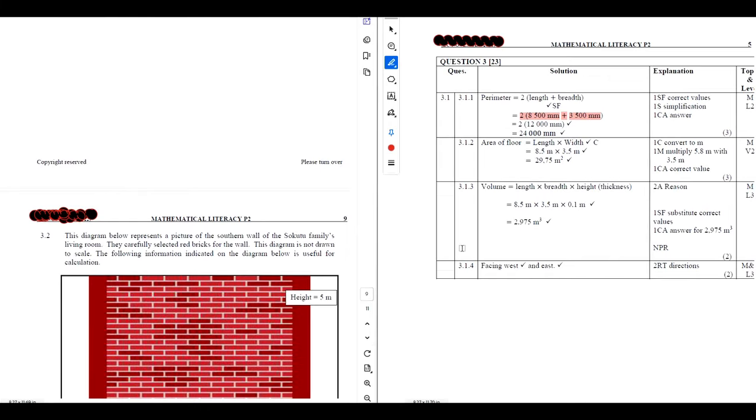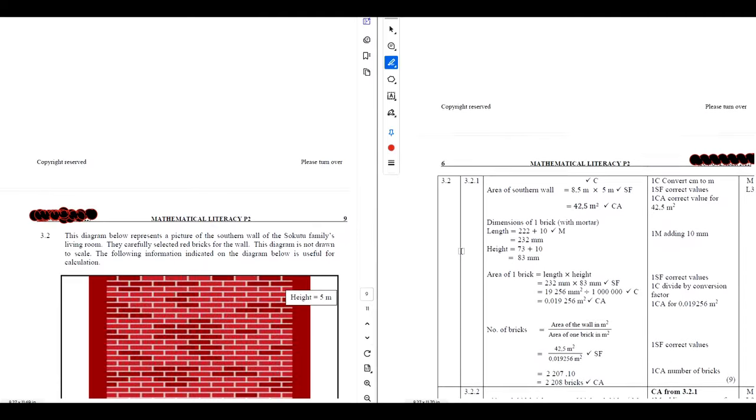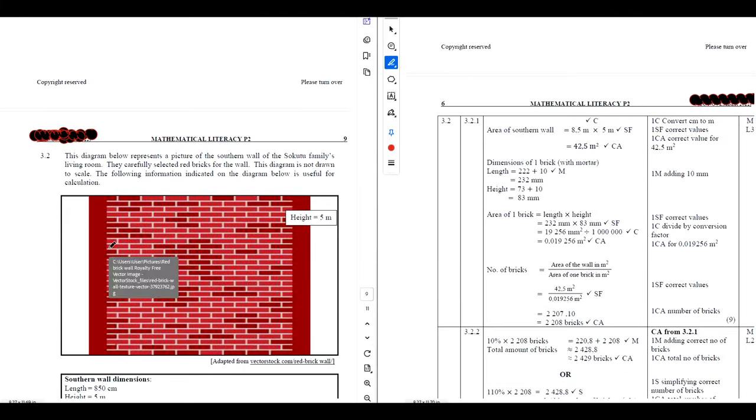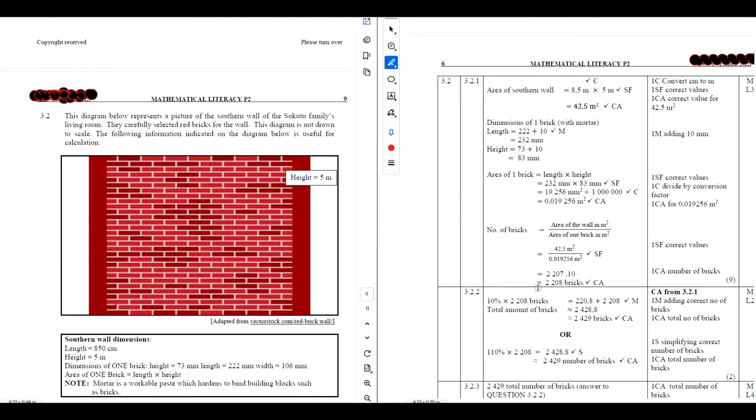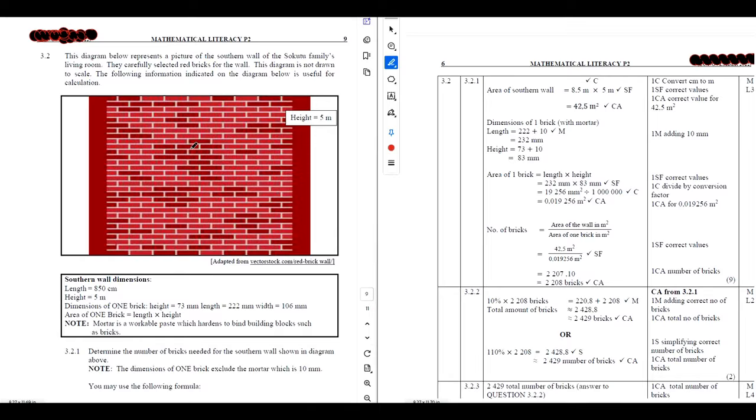And then next, we can move to question 3.2. So question 3.2 says that this diagram below represents the picture of the southern wall of the Sokoto's family living room. They carefully selected red bricks for the wall. This diagram is not drawn to scale. The following information is indicated on the diagram below. So this is the information that we are given.